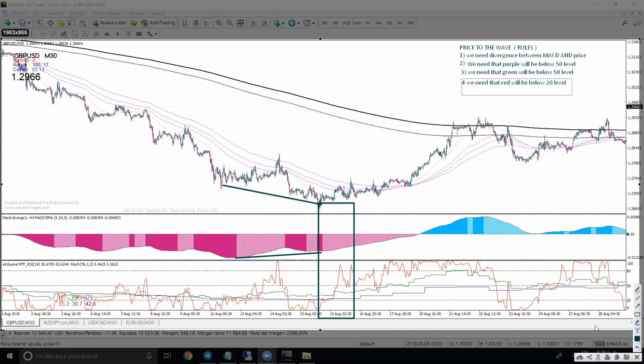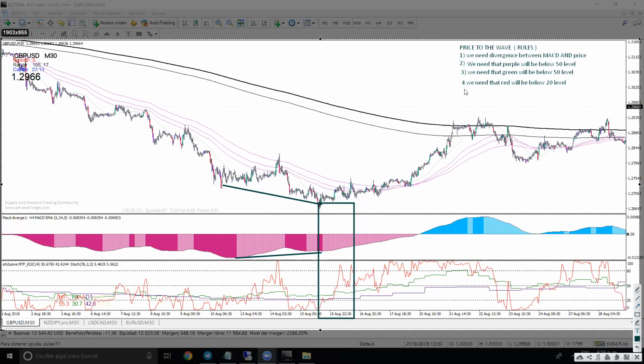Okay, let's check the sample again. We have the green below 50, the purple below 50, and we have the red below 20. At this point, when red crosses the 20 level, we are going to pull our trigger and put a buy in at this point, okay? Here, when it crosses.